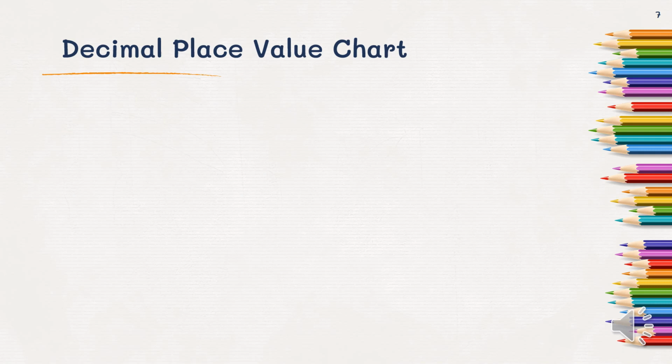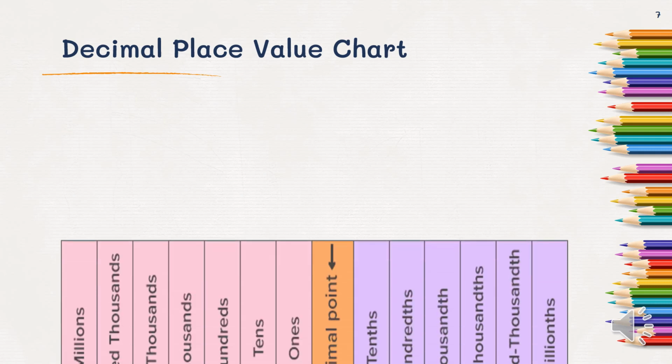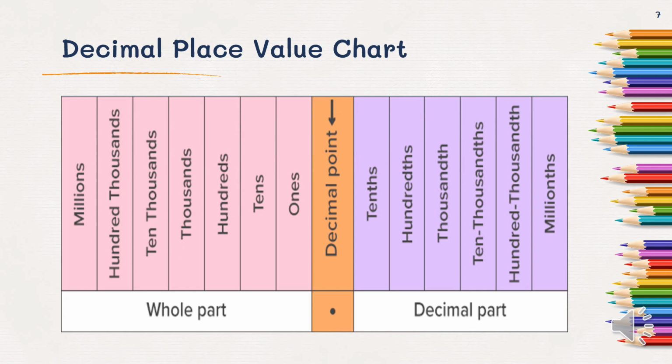Now let's look at the decimal place value chart. We have here the whole part, the decimal point, and the decimal part. Let's look at the whole part. We have here the place value ones, tens, hundreds, thousands, 10,000s, 100,000s, and millions, and so on.